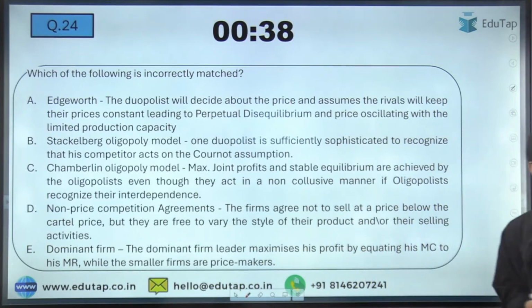Now try to answer this if you know the basic idea. If you know the basic idea of the market structures, you will be able to answer this. Which of the following is incorrectly matched?